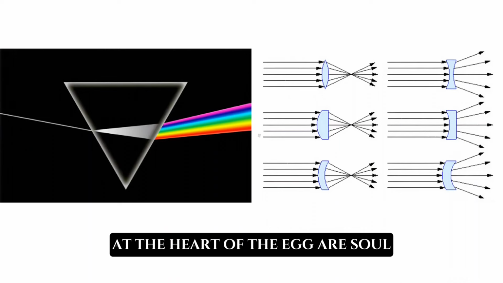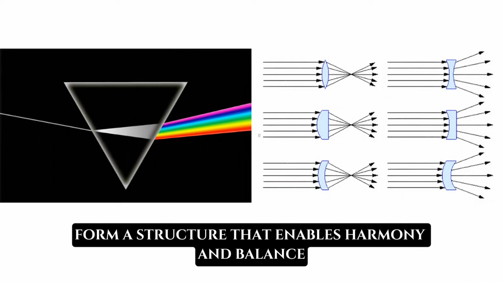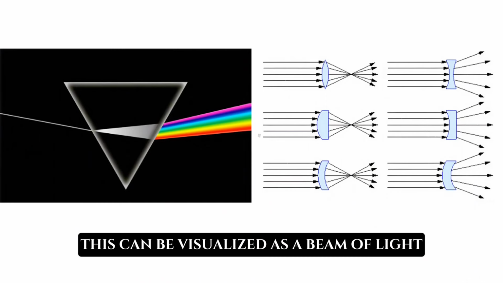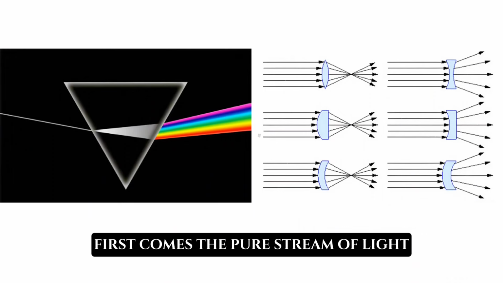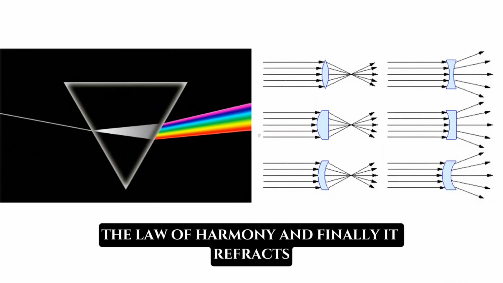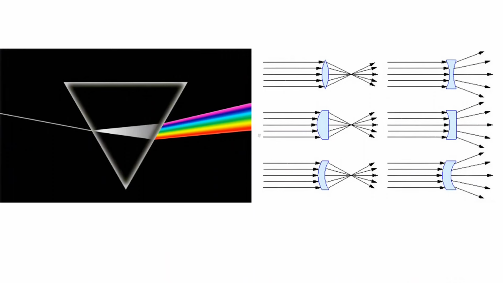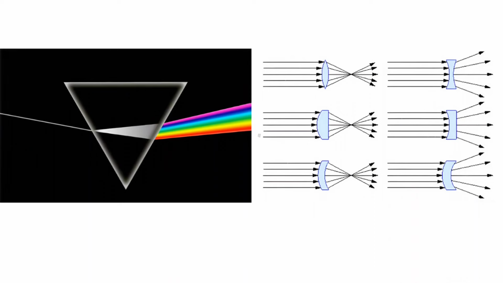At the heart of the egg are soul, logos, and spirit. The 5 primordial elements form a structure that enables harmony and balance. This can be visualized as a beam of light passing through a lens. First comes the pure stream of light. Then it encounters the lens, the law of harmony. And finally it refracts, transforming into a form appropriate for the material world.